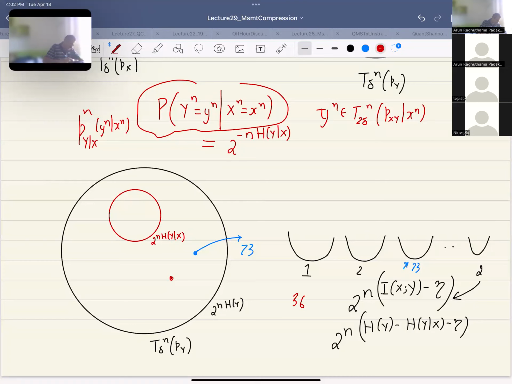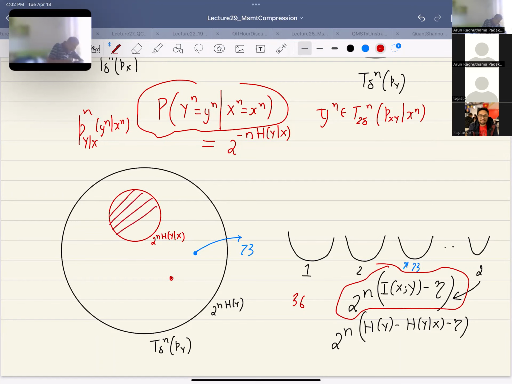Without keeping any reference to this conditional typical set on the left, I'm not going to do anything. I'm just going to take one typical yn sequence, put it in some random bin. Take another yn sequence, put it in some random bin. I'm going to do that, and the number of bins is going to be 2 power n times I of x;y minus eta. Okay.